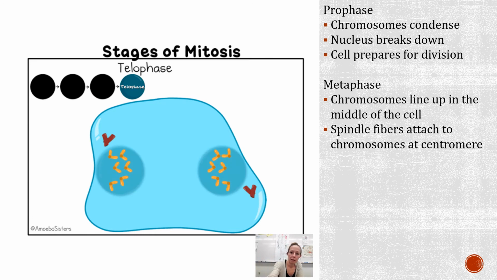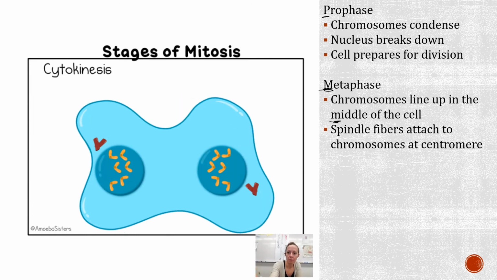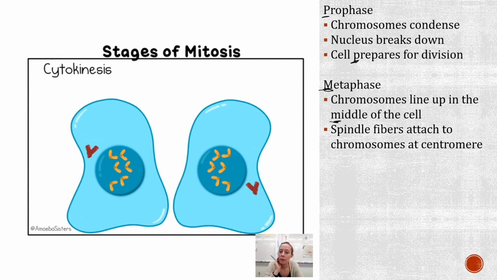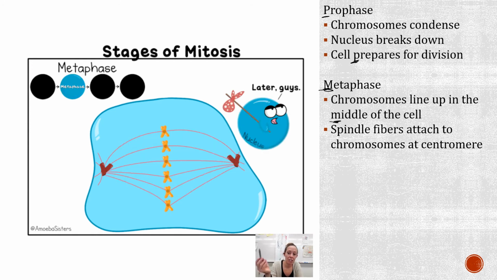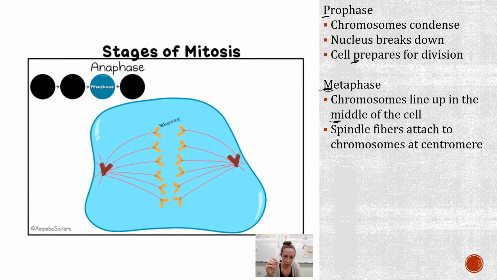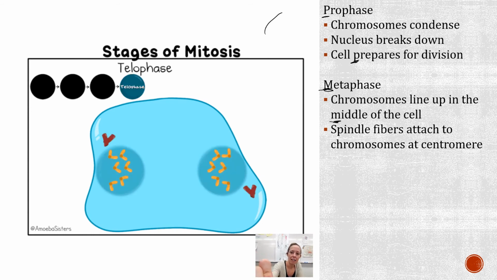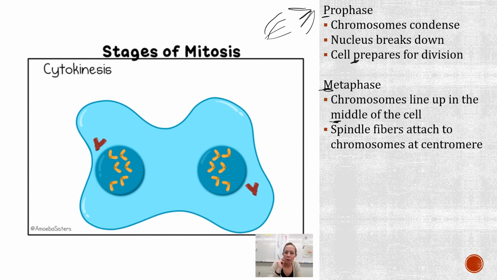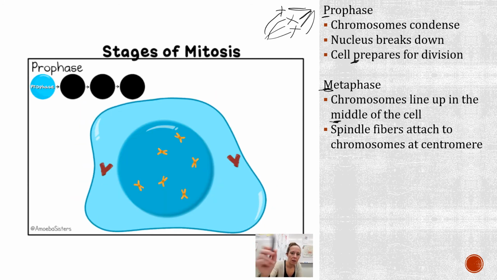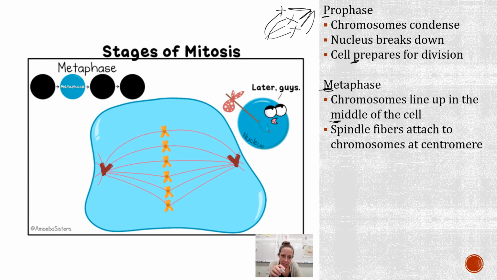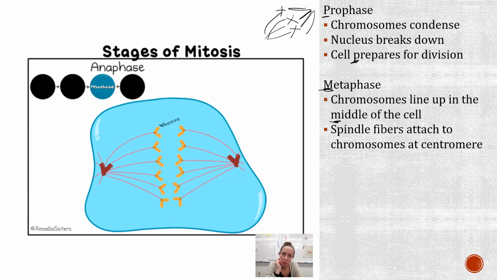Metaphase, M, we're going to line up in the middle. Prophase, P, the cell prepares. So in metaphase, the chromosomes line up in the middle of the cell. Spindle fibers attach to the chromosomes at the centromere. So if we watch, once these lines come out and attach to the X's, like this. Here we go, ready? Prophase, metaphase is coming right there. Metaphase, see how they're all lined up?